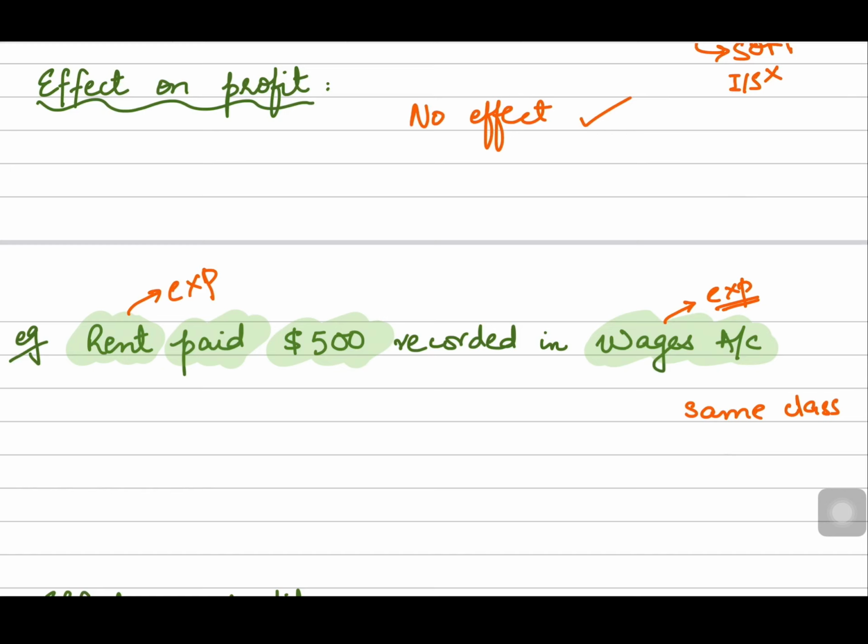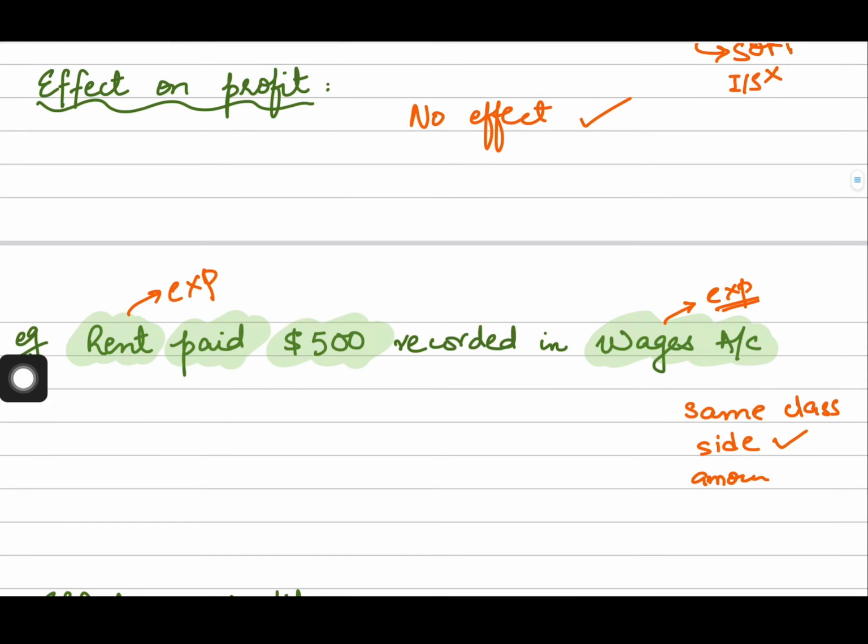Both belong to the same class, that is expenses, and we know that all the expenses are debited. So instead of debiting rent, I have debited wages account. So the side of the account is also correct and the amount of the transaction is also correct. I should have debited 500 in my rent account, but I have debited 500 in my wages account, right?